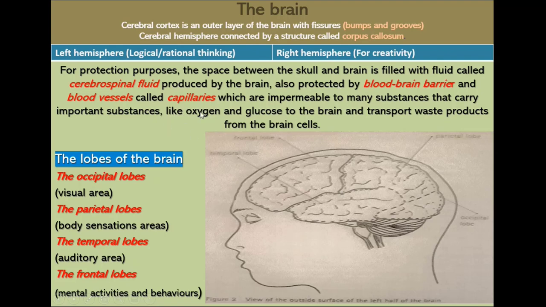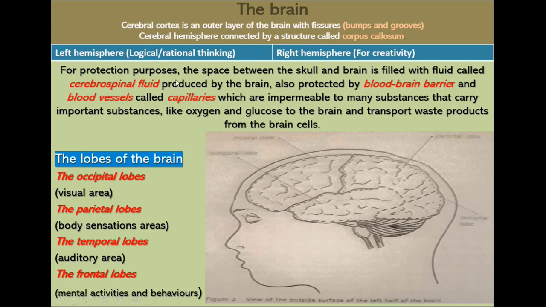The brain only needs oxygen and glucose. That's why when you take drugs, they say too much of something will affect you. Drugs are the most toxic substances. They will damage the brain. So what happens here is that the capillaries take important substances like oxygen and glucose to the brain. And what do these capillaries do as well? They transport waste products from the brain cells. They take in the substances which are more important, oxygen and glucose, then take out substances that are not needed.